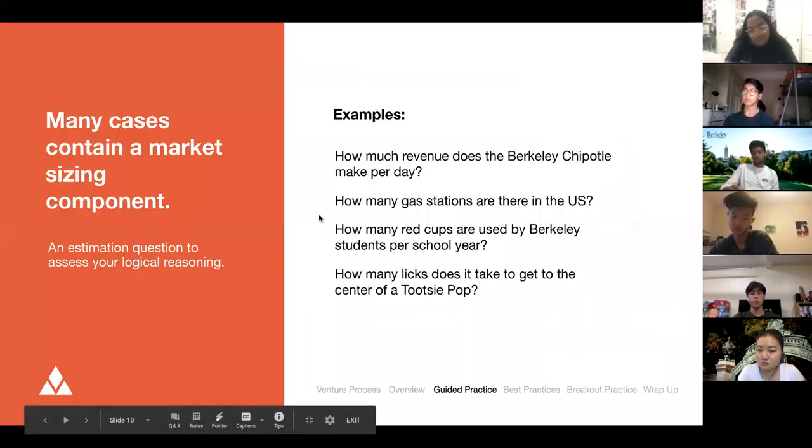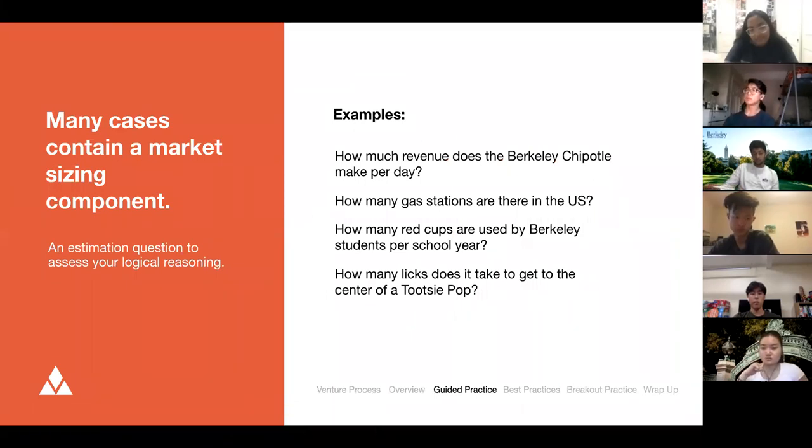Awesome, thank you, Leo. So the next piece is one that many of you are probably somewhat familiar with, which is market sizing. Market sizing is a problem that you probably don't know the answer to off the top of your head, like the Berkeley Chipotle or how many red Solo cups are used by Berkeley students. In fact, for some of these market sizing questions, if you do know the exact answer, you should probably be alarmed. If you know how many licks it takes to get to the center of a Tootsie Pop, don't be doing consulting. Go become the head of Tootsie Pops, right?